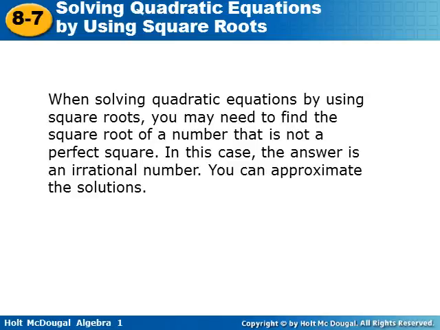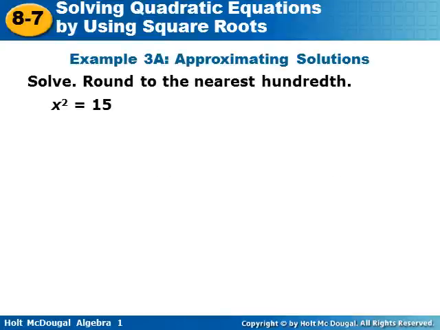When solving quadratic equations by using square roots, you may need to find the square root of a number that's not a perfect square. In this case, the answer is an irrational number. You can approximate the solutions using a calculator. Solve, round to the nearest hundredth. x squared equals 15.